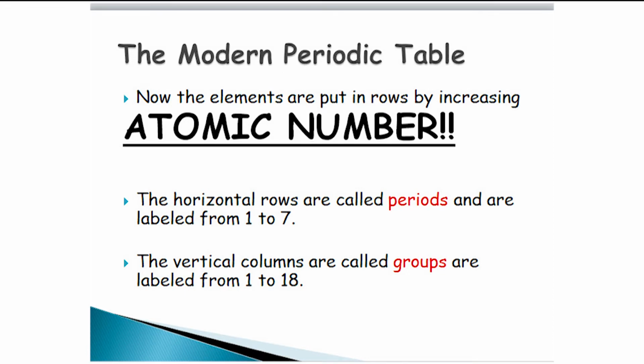Mendeleev's arrangement of the elements became known as the periodic table. Look at the elements, how they are arranged in rows by increasing atomic number. The horizontal rows are called periods and are labeled from 1 to 7. The vertical columns are called groups and are labeled from 1 to 18.